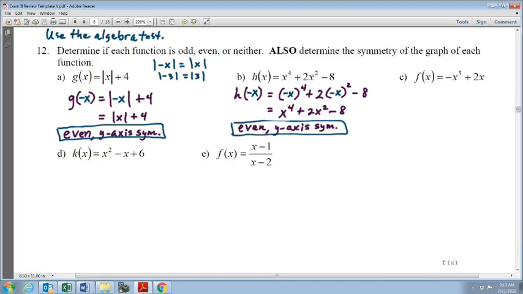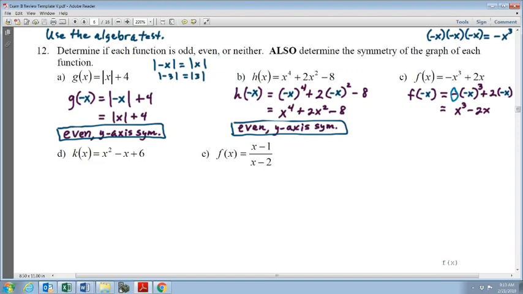All right, let's go ahead and do part C. So there's our skeleton. Let's plug in minus x. We know that minus x cubed, when we multiply 3 minus x's, we're going to get a negative number, negative x cubed here. But notice you've got this negative out front, so it'll be negative x cubed. We're going to end up with a positive x cubed.